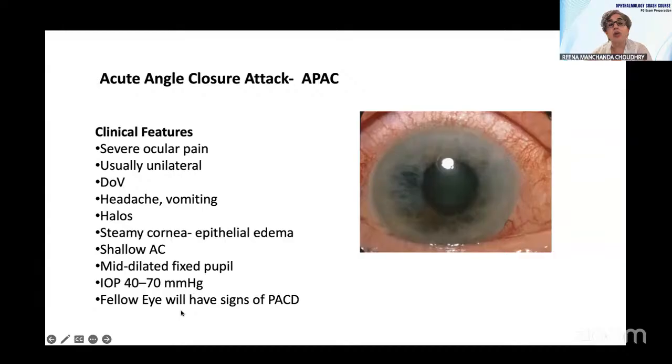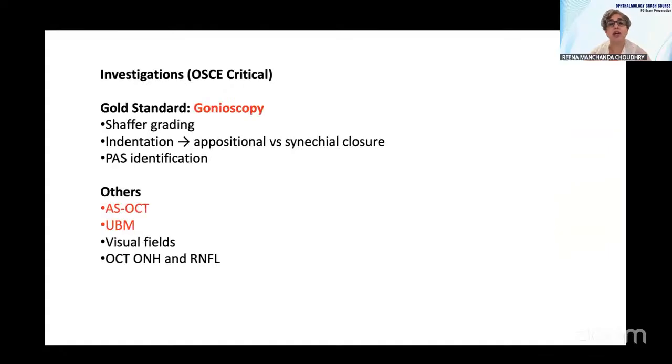What about the acute angle closure attack, which I said is also called acute primary angle closure? So these patients present to you with sudden onset pain in the eye, usually unilateral, diminution of vision, headaches and associated vomiting. They can have halos around lights. They'll have epithelial edema on the cornea, shallow anterior chamber, fixed dilated pupil, and the pressures can be very high, sometimes as high as 40 to 70. And of course, you might see the signs of the primary angle closure disease spectrum in the other eye.